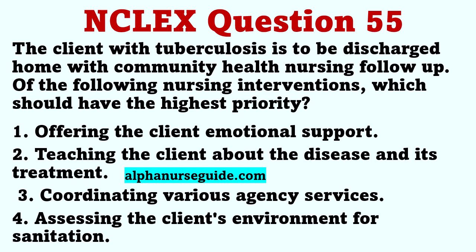The client with tuberculosis is to be discharged home with community health nursing follow-up. Of the following nursing interventions, which should have the highest priority? 1. Offering the client emotional support. 2. Teaching the client about the disease and its treatment. 3. Coordinating various agency services. 4. Assessing the client's environment for sanitation. The correct answer is 2.